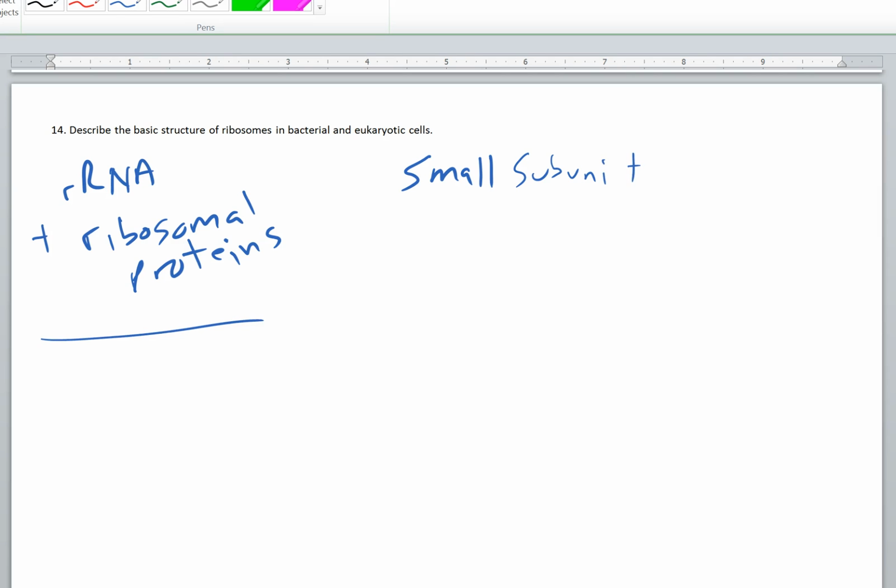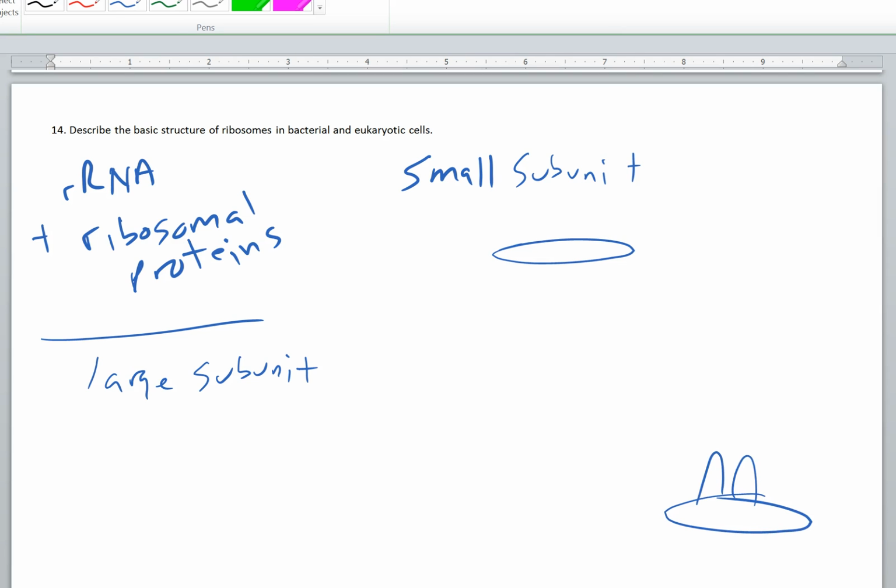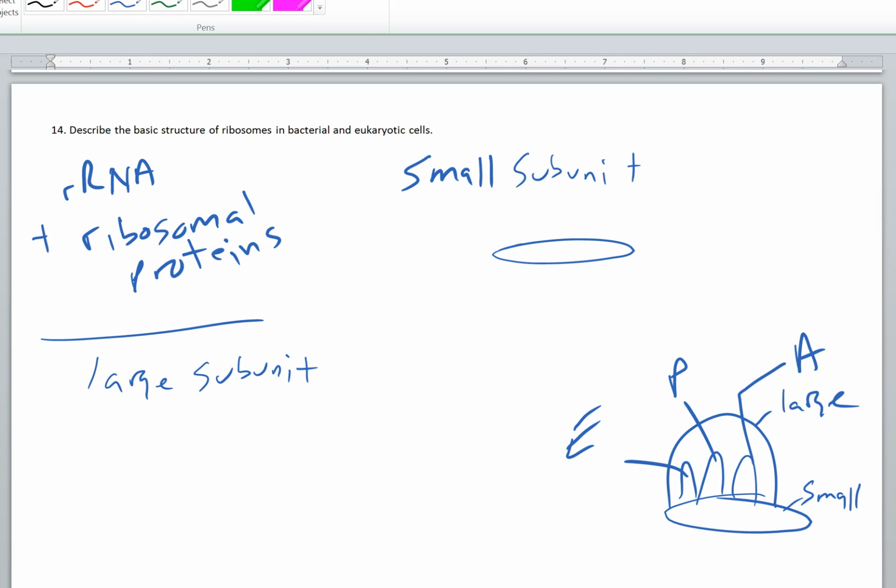And give myself a little room over here. There's a large subunit. Now, usually these are drawn like this, with the small subunit kind of looking like that. And together we get the small subunit, and I might as well throw a 3' on there, and a large subunit. And then we're going to have an E site and a P site and an A site, and that'll come into play when we look at translation. And so the large subunit kind of looks like this.